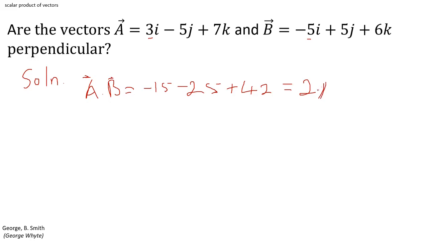So you can see what we have is 2, and since 2 is not equal to 0, 2 and 0 are obviously not the same thing, it means the vectors are not perpendicular. For perpendicular vectors, the dot product is going to be equal to 0. So that's it, guys, for this particular question.